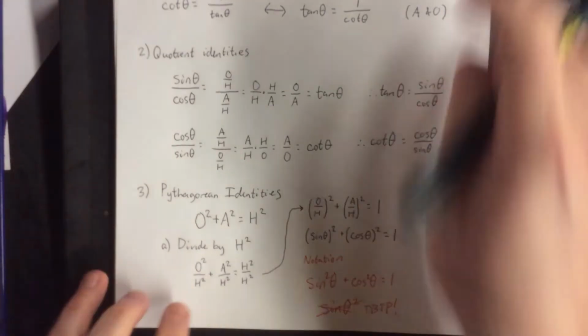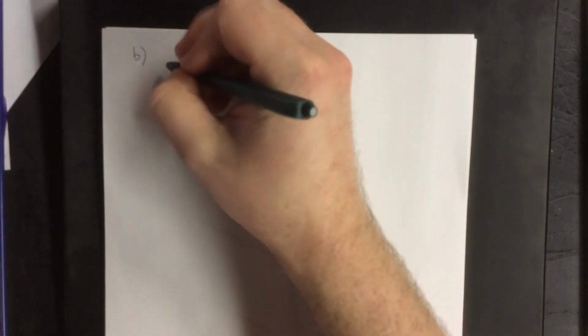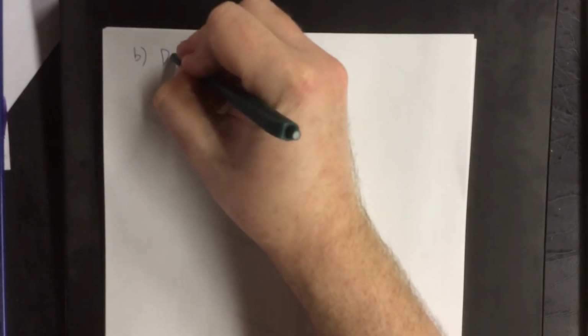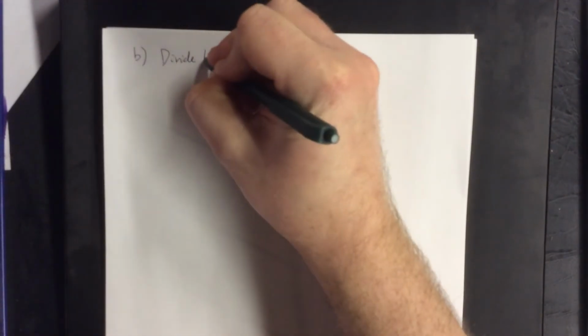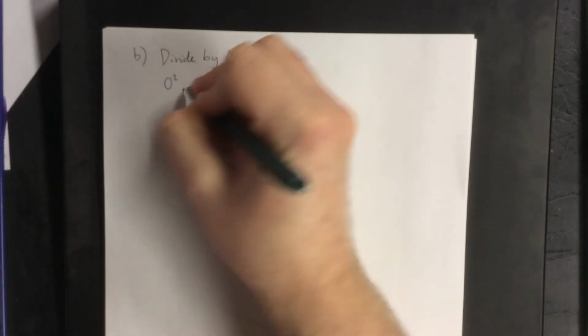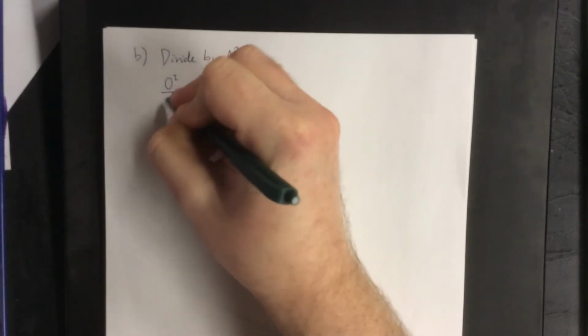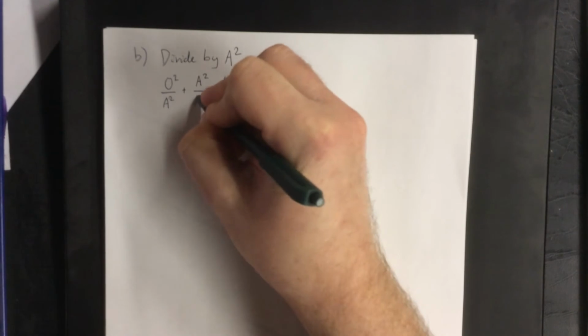Now, there are 2 other Pythagorean identities, and the way that we are going to create them is by dividing by one of the other 2 terms located in the Pythagorean identity. So for the second one, we are going to divide by a squared. We started with O squared plus a squared is equal to h squared. We're going to divide all 3 of these terms by a squared.